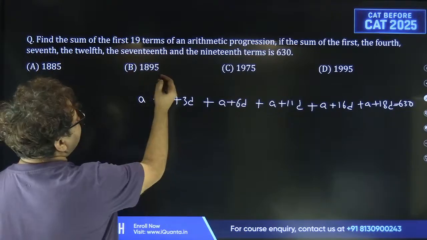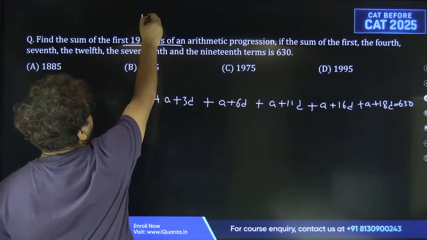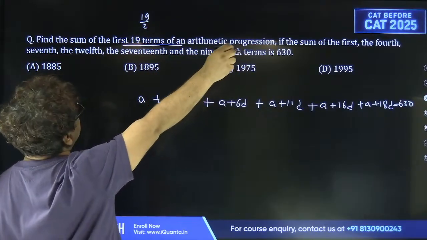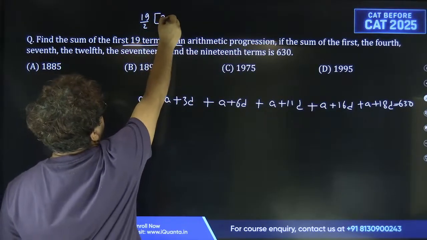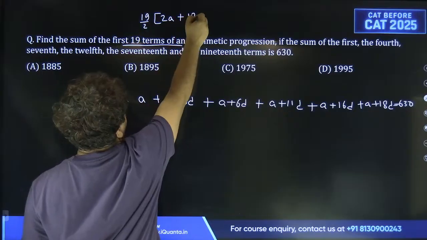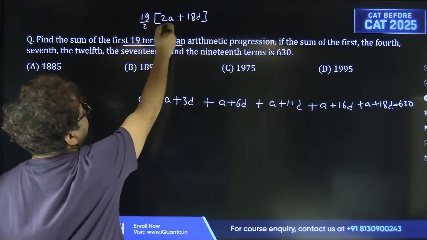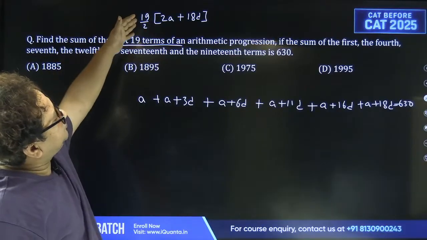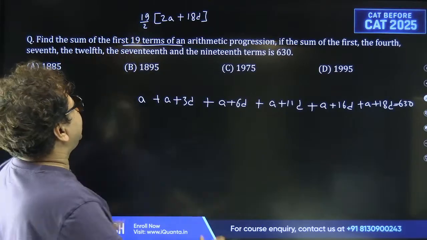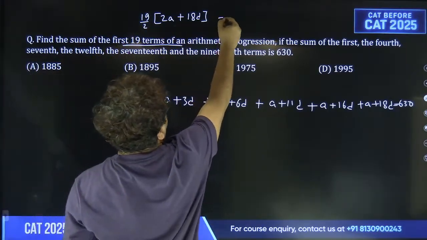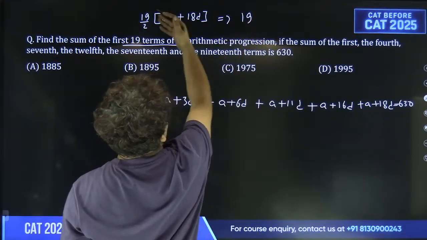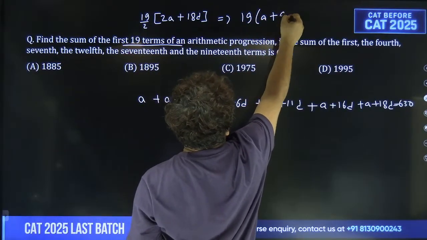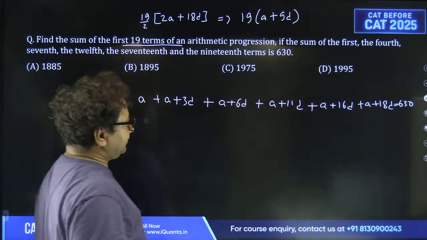And what do we have? We have to find the first 19 terms. That means 19 by 2 times 2A plus 18D. I can take 2 common. So basically, what is given to us and what has to be found, that should be clear in mind. So if I take 2 common out of here, 2 cancels with 2. So A plus 9D is what I need to find out. Let's see what I get here.